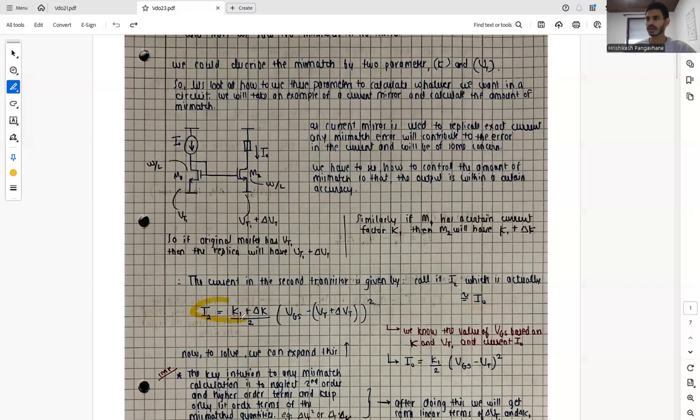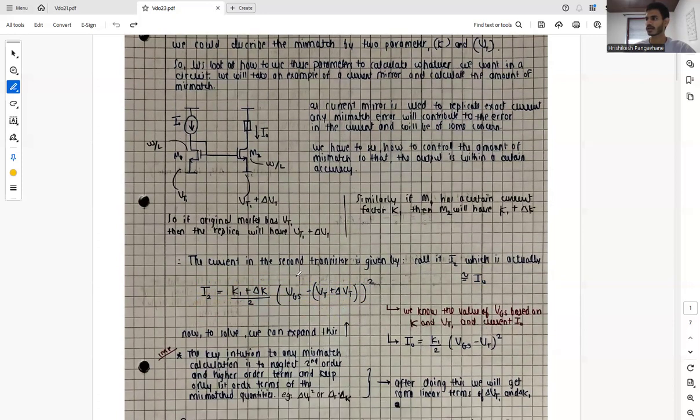So I2 can be given by considering the delta K and the delta VT values. This is a square law model from which I2 can be derived, and we know that the value of VGS is based on K and VT1, as well as current I naught, and I naught is given by this equation. Now to solve, we can expand this.